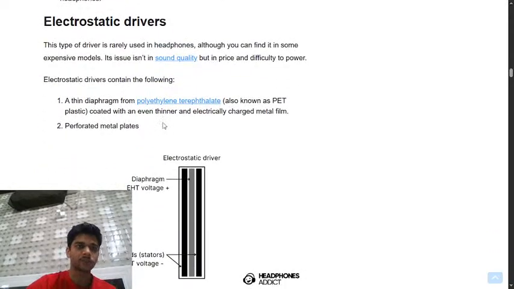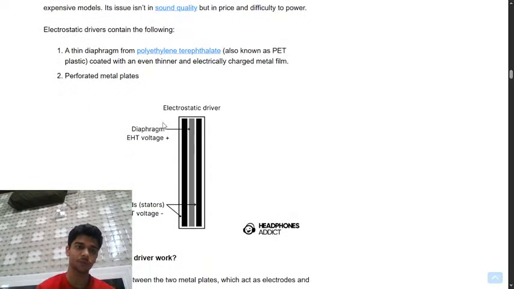Electrostatic drivers. This type of driver is rarely used in headphones, although you can find it in some expensive models. Its issue isn't sound quality but price and difficulty to power. Electrostatic drivers contain a thin diaphragm, also called PET, coated with an even thinner, electrically charged metal film, or formed metal plates.